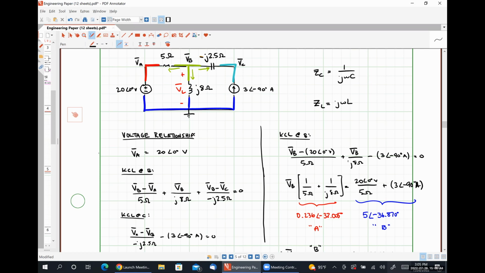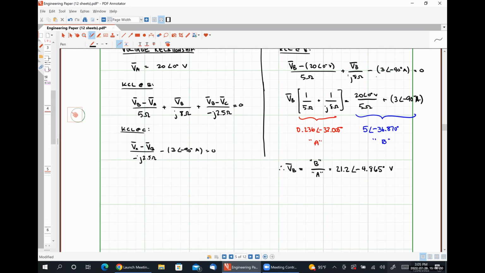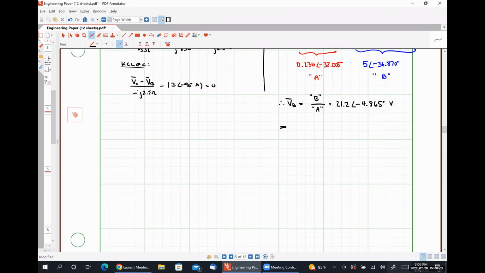Well, our phasor voltage VB is the exact same thing as our phasor voltage VL. VB is a nodal voltage measured from the green node with respect to ground. And VL is a voltage between the green node and the blue node, which is effectively the exact same thing as VB. So VL is 21.2 angle negative 4.865 degrees volts, and VL of T is just 21.2 cosine 2t minus 4.865 degrees volts. Okay.